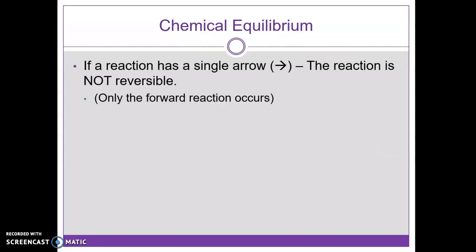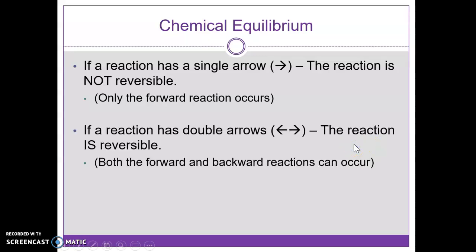So first of all, if a reaction has a single arrow, it means it's not reversible. So you can only have the reaction go in one direction. So for example, when you're baking brownies and you have your brownie batter that a lot of you like to eat, including me, once you bake those brownies, you can't unbake them. You can't turn them back into brownie batter. It's a single direction reaction.